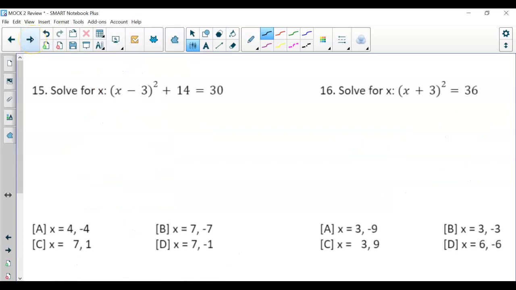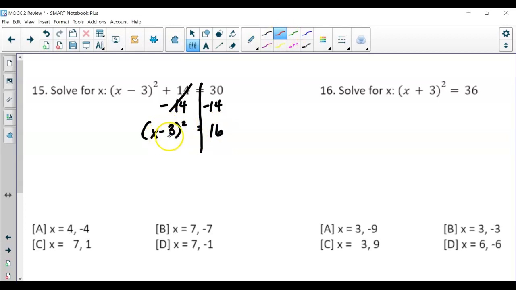Now question 15 and 16, our special cases. Notice how here we've got the parentheses, all being raised to the second power, but it's not by itself. We're adding 14 to it. So we need to first get that by itself and subtract 14 from both sides. So bringing down, x minus 3 squared is now equal to 16.